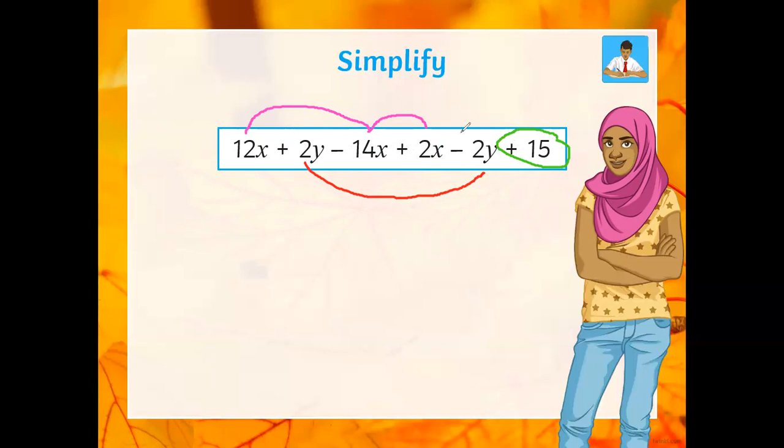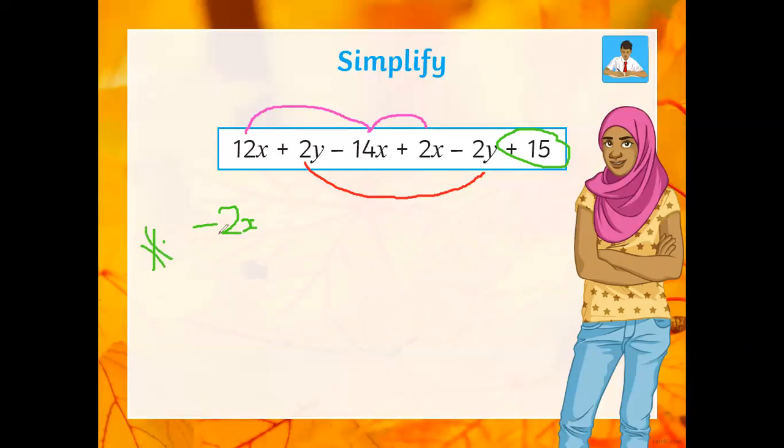Fatin said just 15. Kasturi also just 15. Wow, good. Well done. So 12x minus 14x, you're going to get negative 2x, right?